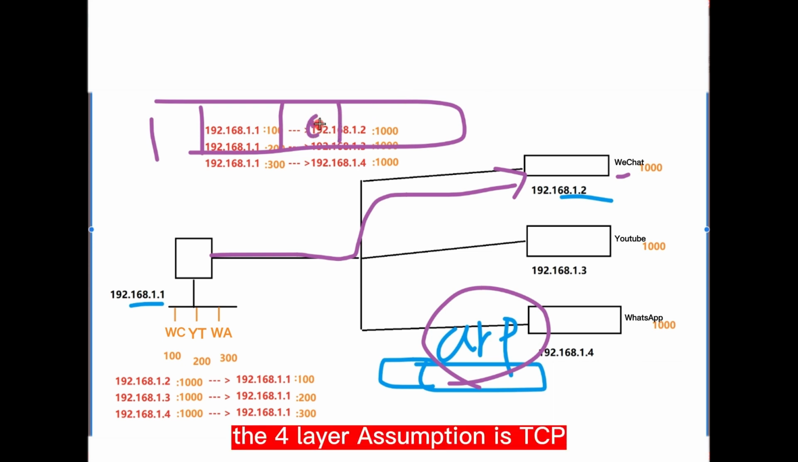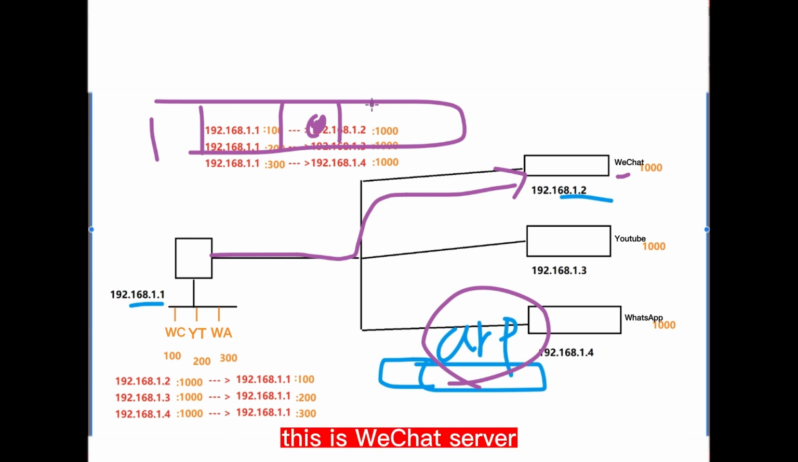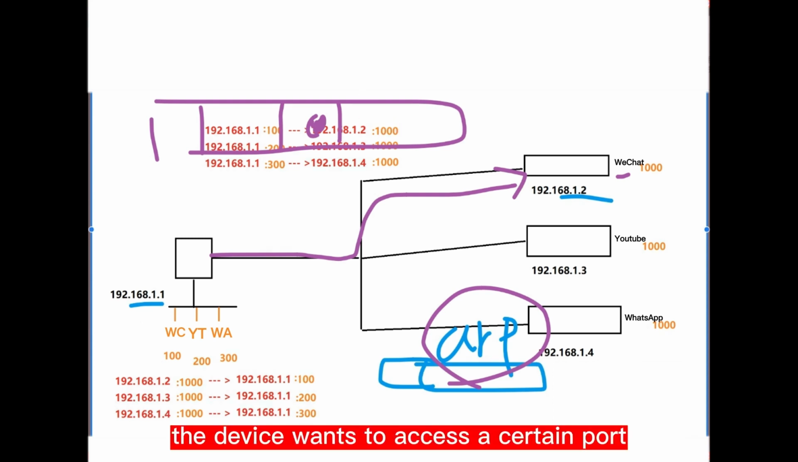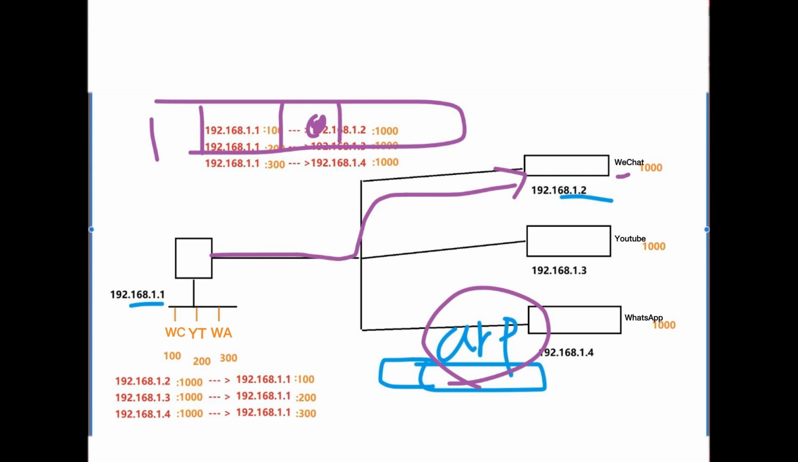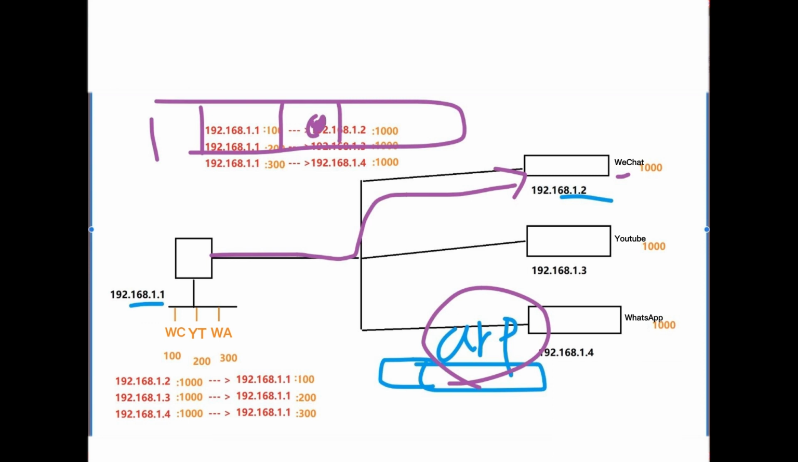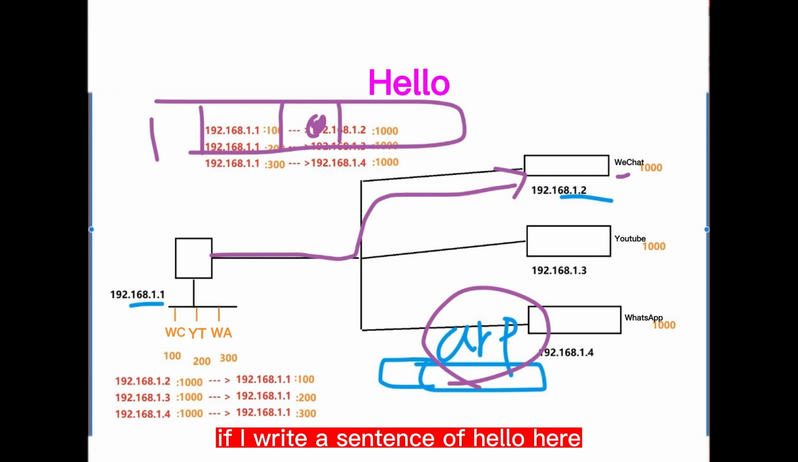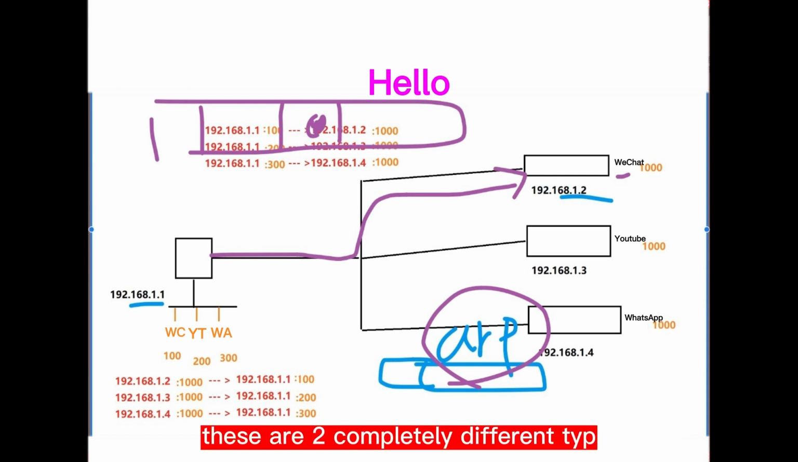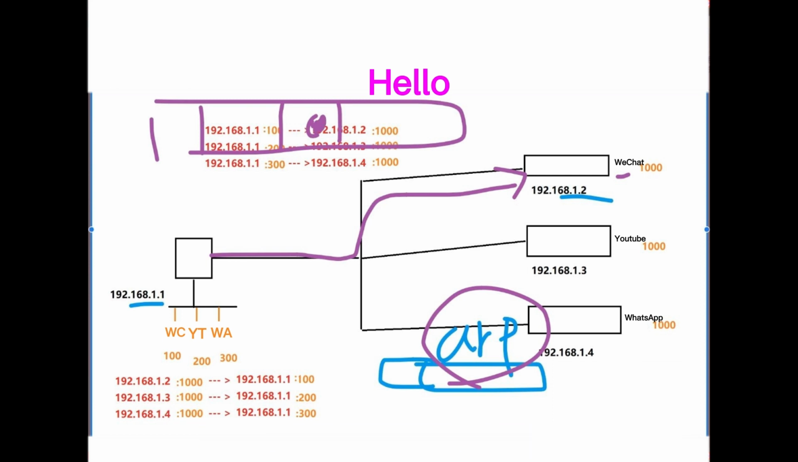The layer 4 assumption is TCP. This is the WeChat server. The device wants to access a certain port on the WeChat server, so it will carry the corresponding port number here. Then there is the application data. For example, if I write a sentence like hello here. These are two completely different types of data communication.